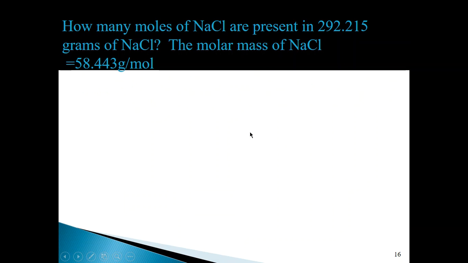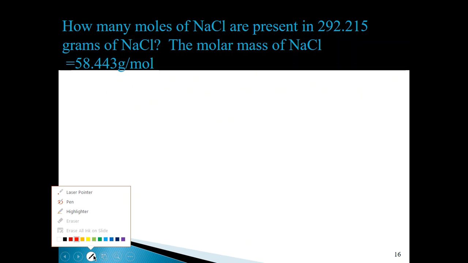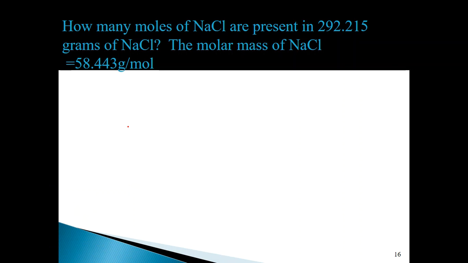All right, so we know how to do this already. Here's an example. Let me just do this example quickly. In this example, they gave you the mass of sodium chloride, which is 292.215 grams.